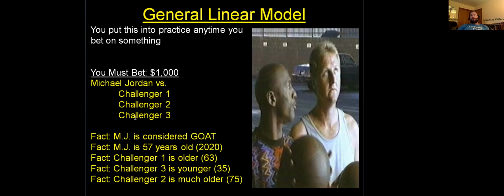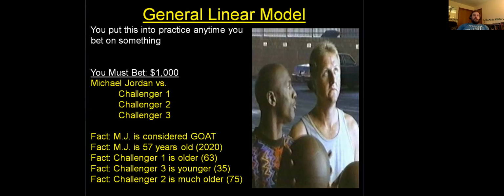So the goal is to guess who to bet on, Michael Jordan or the challenger, in each of these instances. And we do have a little bit of information. Fact: Michael Jordan is considered the greatest of all time. Debate that as you like, but he's pretty damn good. Let's just all agree on that. Fact: in the year 2020, which it is now, Michael Jordan is 57 years old. That's what Wikipedia tells me. It doesn't matter too much, but we're going to go with it.